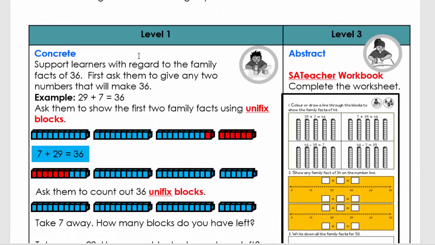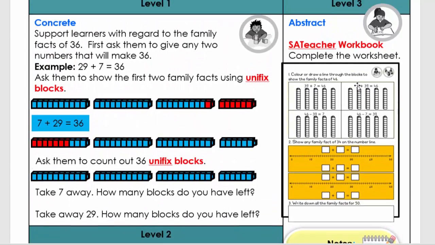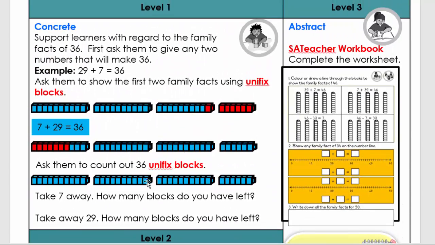Let's then go back. So we're going to look again at level 1, 2, and level 3. Just to give an example, you can pause here. Level 1 will be where we do family facts by using our unifix or blocks. You can pause, read through the activity, and you can see the type of questions you can ask.